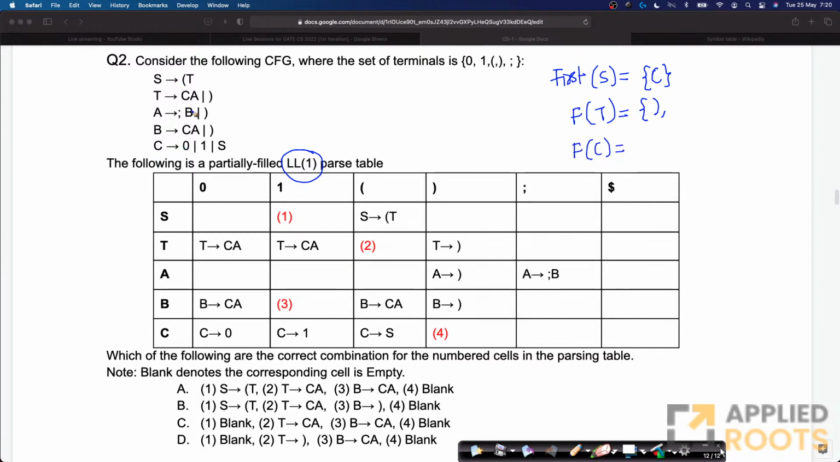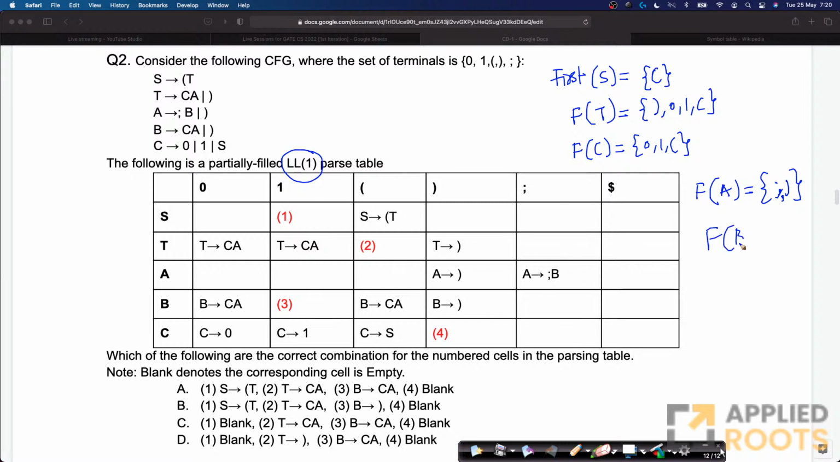0, 1 and first of S, right? So you have 0, 1 and what is first of S? Open parenthesis, right? That is first of C. So when you're computing first of T, you have closed parenthesis and first of C, right? What is first of C? 0, 1, open parenthesis. Similarly, what is first of A? This is simple again. First of A can start with the semicolon, or you could also have this closed parenthesis, right? So simple. Okay, semicolon, comma, closed parenthesis.